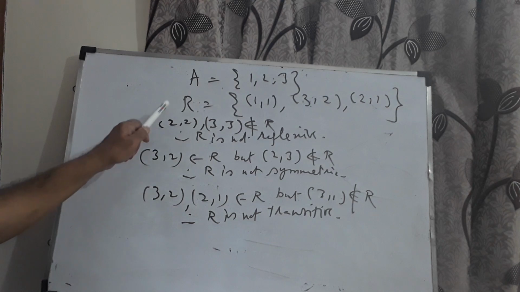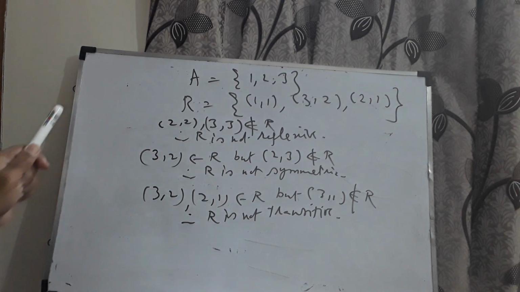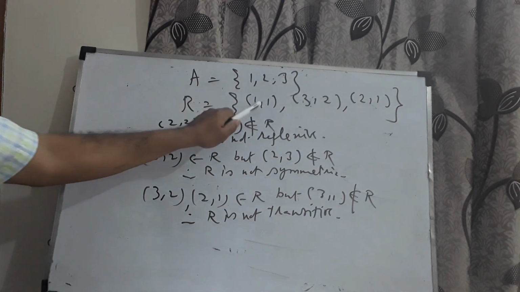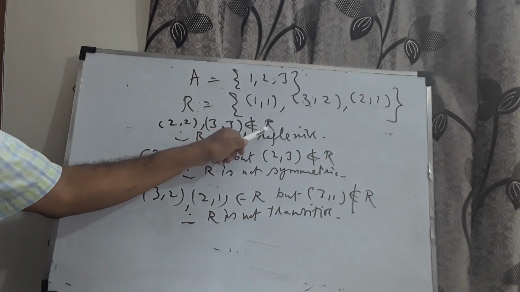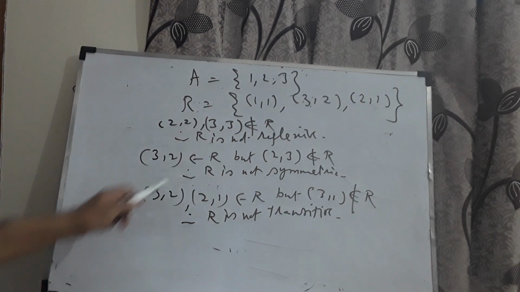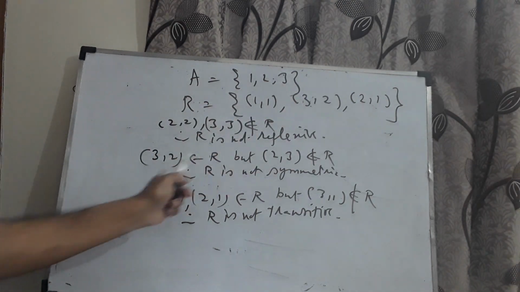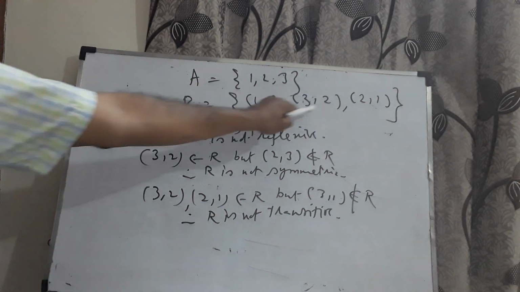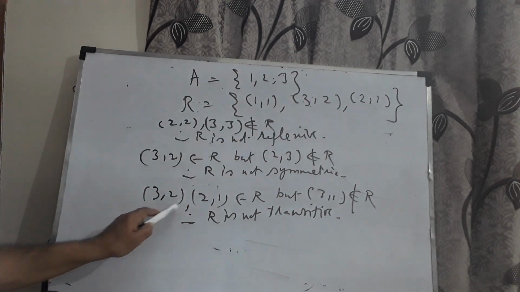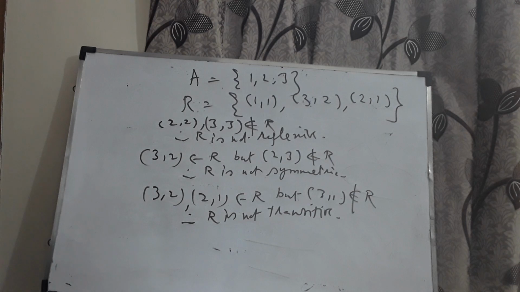Let me just repeat. For reflexive nature, each element should be related to itself. Only (1,1) is there. (2,2), (3,3) are not there in R. Therefore, R is not reflexive. (3,2) is there, but the reverse, (2,3), is not there in R. R is not symmetric. (3,2), (2,1) are there, but (3,1) is not there. Therefore, R is not transitive. Therefore, it is neither reflexive nor symmetric nor transitive.